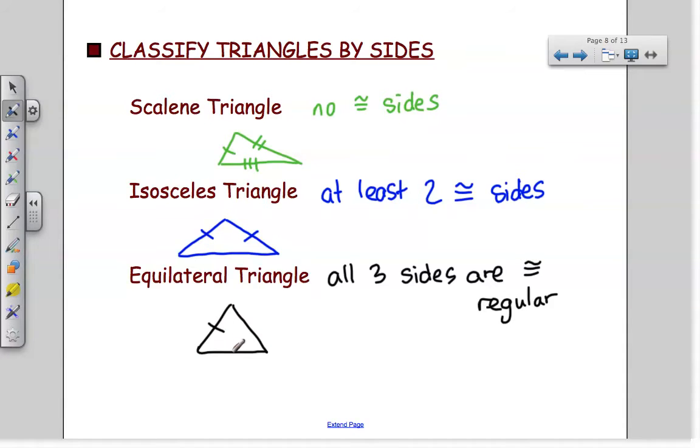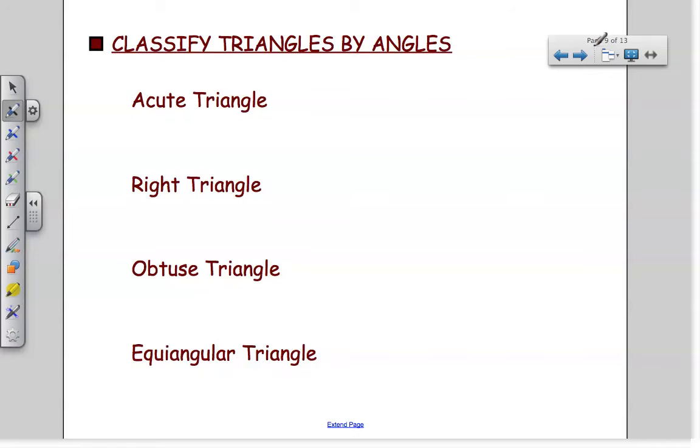Alright, equilateral if all 3 sides are the same, and actually it is equiangular as well. So if you're told to classify a triangle by sides, it's either scalene, isosceles, or equilateral, depending on whether there are any congruent sides. But we also classify triangles by angles. Now, an acute triangle, we know acute angles are less than 90, and to be an acute triangle, all angles must be less than 90 degrees. As long as every single angle is less than 90, it's an acute triangle.